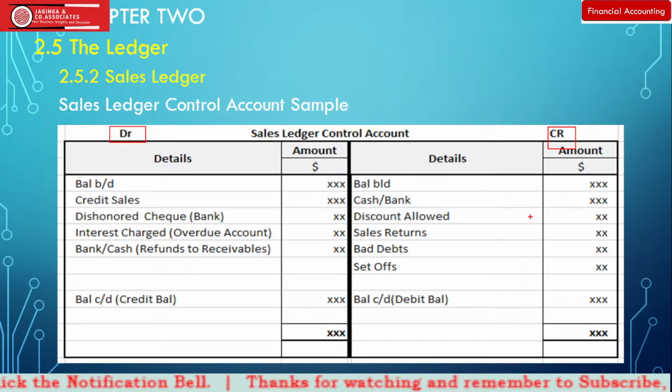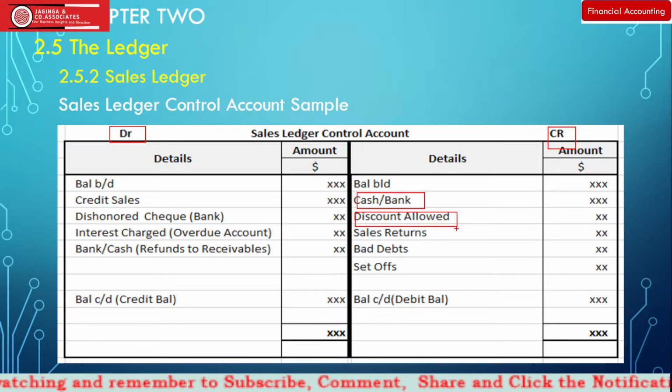On the right hand side, which is the credit side, we have the balance brought down, and cash and bank. These are the amounts paid by the customer. You also have discount allowed. These are the discounts we've allowed to our customer. So when the customer was supposed to pay 100,000, we give him a 10% discount, and he'll be paying 90,000.